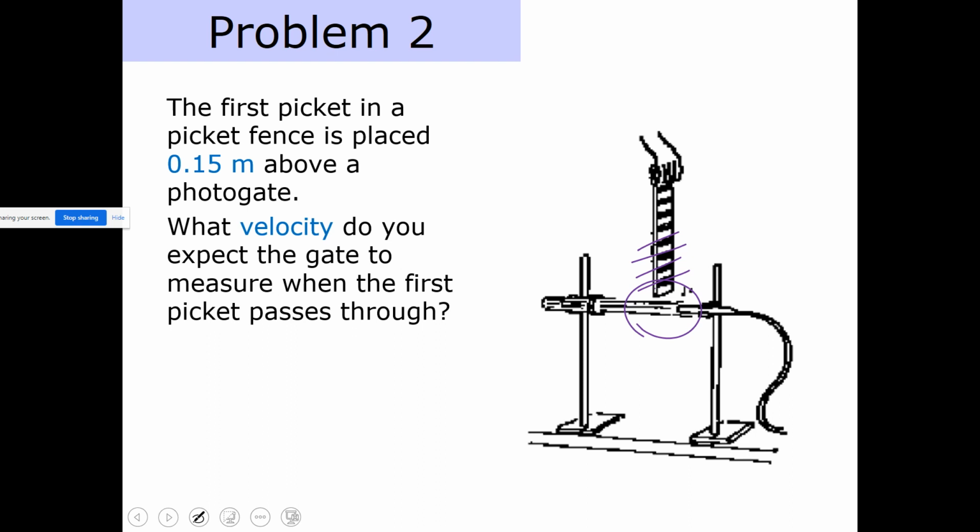So if you have a picket fence, and this is called the picket fence because there's lots of lines, above a photo gate, what velocity do you expect? Well, let's go back and take a look at that formula. If you wrote it down, great, if you didn't, I would write it down. The one that has the height, because we have a height. Here it is. That's how high it is. Do we have a g? Of course we do. g is the acceleration due to gravity, and hopefully you remember what that is. It's also on your formula sheet at the bottom right-hand side, 9.8 meters per second squared. Plug those numbers into the formula, and you should be able to get the correct answer.